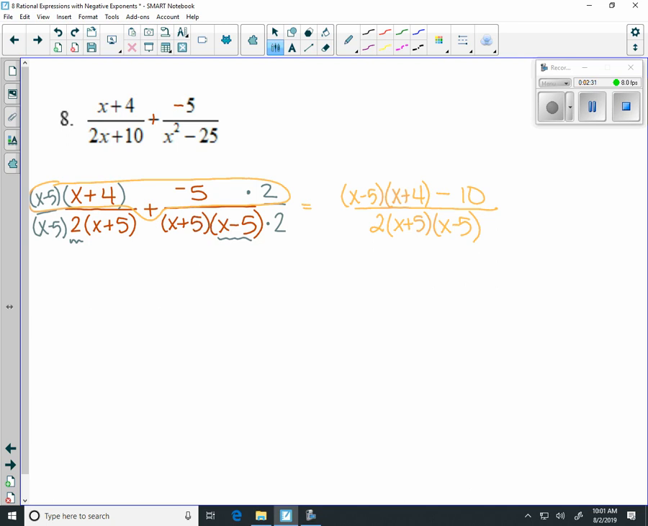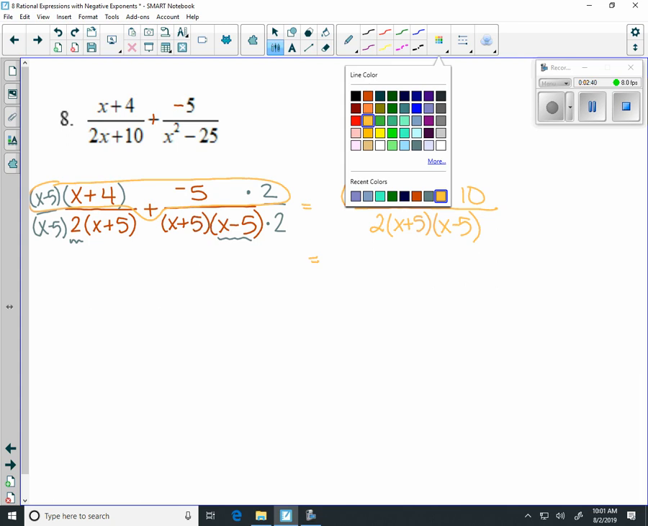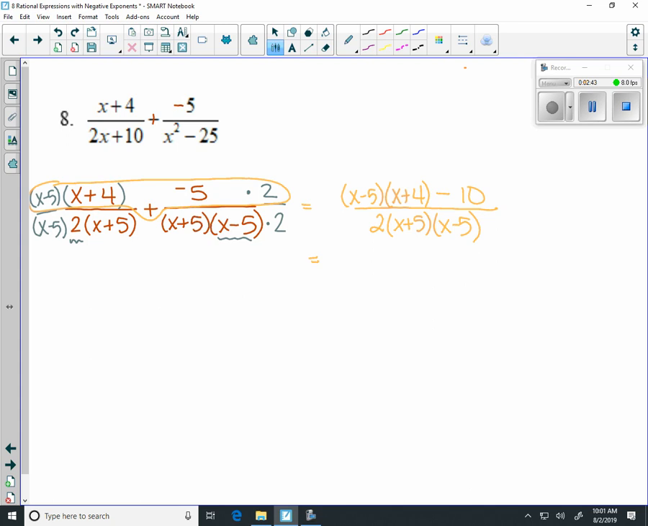So you can't cancel the x minus 5s here. It's very tempting. You can't cancel the x minus 5s here because of that minus 10, because there is subtraction there in the middle of the problem. So you can't cancel if there's any kind of subtraction or addition going on there. What we want to do is multiply this out, the x minus 5 times x plus 4. So x squared plus 4x minus 5x minus 20. We do minus 10. And we're going to leave the denominator nice and factored.